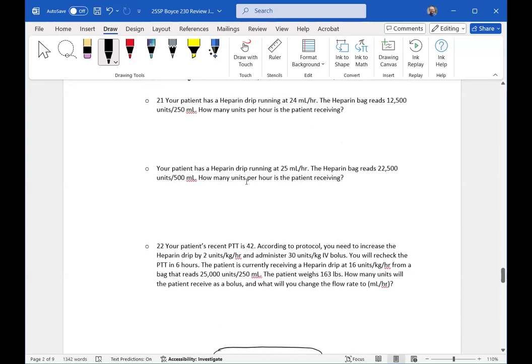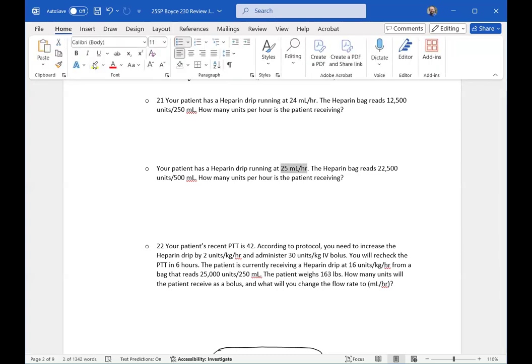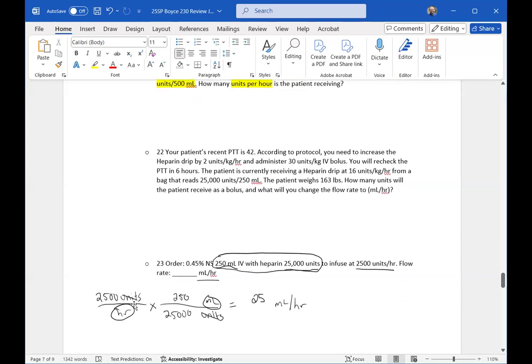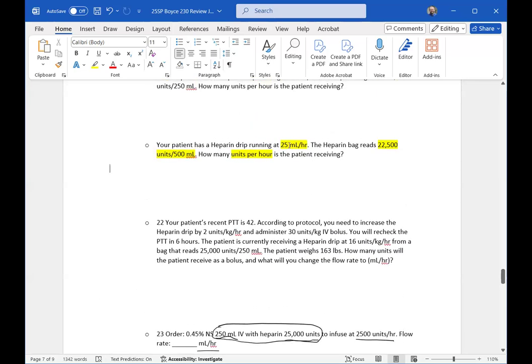All right. So I'm going to come up here now and I'm going to do the reverse. So in this question, we actually start off with ml per hour, and it tells us what we have in our IV. So it's 22,500 units per 500 ml. So it's different numbers. And the question is how many units per hour. Okay, so we're actually going in the reverse. So in the previous question, we went from units per hour to milliliters per hour. Now we're going from milliliters per hour to units per hour.